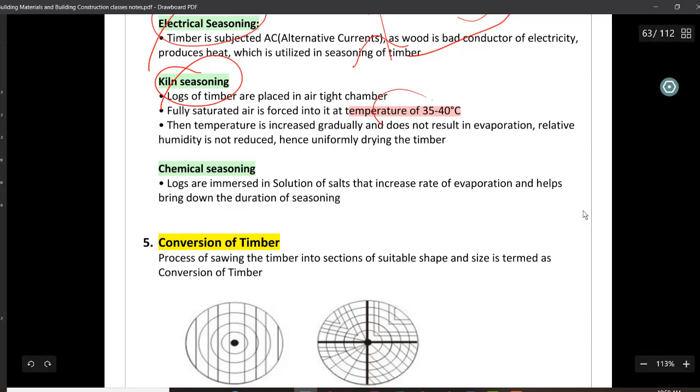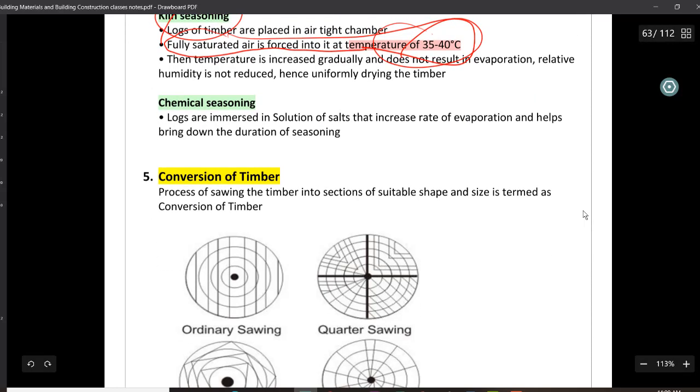We are heating it just to 35 to 40 degrees centigrade. Okay, so what we are doing in this kiln is, fully saturated air is forced to go into this wood at 35 to 40 degrees centigrade. That's it. Okay, and water will be evaporated. And now coming to chemical seasoning, obviously we can immerse it in certain chemicals, certain solutions of salts, so that it increases the rate of evaporation and my moisture content is reduced.